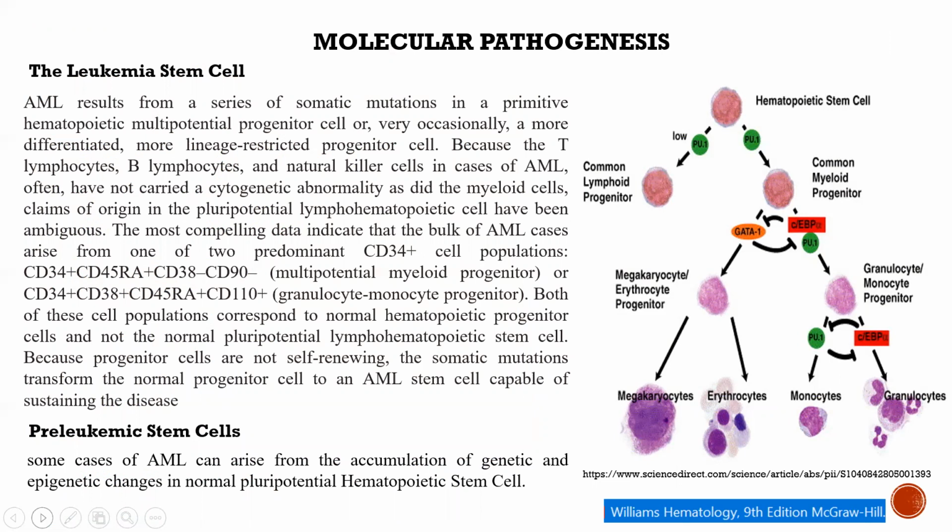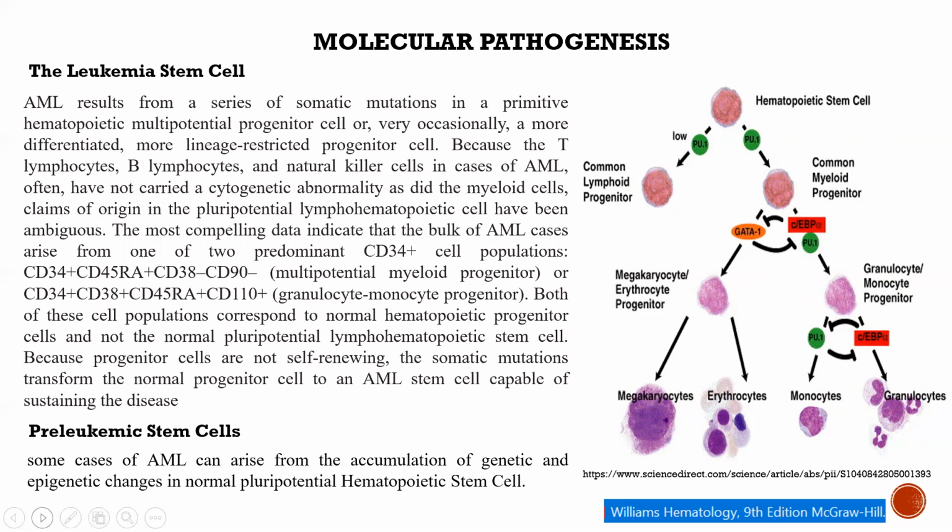Let's talk about pathogenesis. This type of leukemia results from a series of somatic mutations in a primitive hematopoietic multipotential progenitor cell, or very occasionally a more differentiated, more lineage-restricted progenitor cell. Because the T lymphocytes, B lymphocytes, and natural killer cells in cases of acute myeloid leukemia often have not carried a cytogenetic abnormality as did the myeloid cells, claims of origin in the pluripotential hematopoietic cell have been ambiguous.